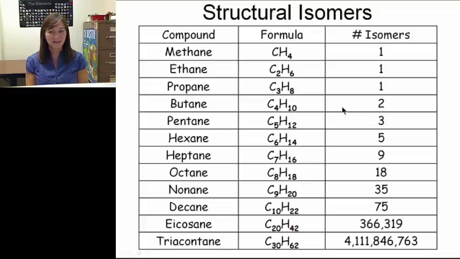Pentane has 3 isomers. Now look what starts to happen. The more carbons you put on, when you go from 5 carbons up to 6, you go from 3 isomers up to 5. And then 7 carbons, you have 9 isomers. 8 carbons, 18. You add just 1 more carbon and now you can get 35 isomers.